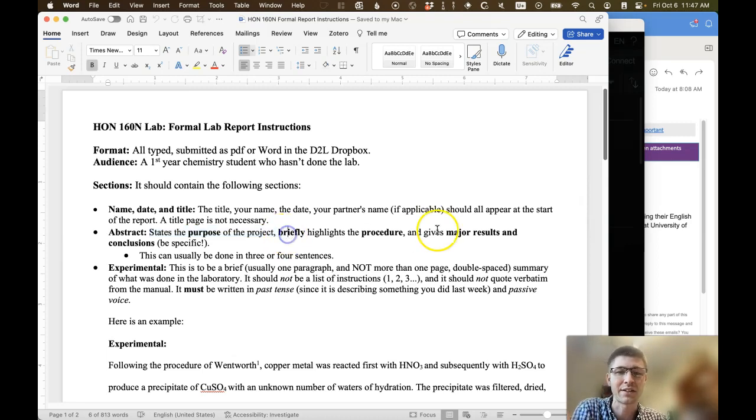Again, then you've got that highlight of the procedure. There are a lot of different ways to measure acetaminophen. Briefly describe how you did measure acetaminophen in this experiment: by converting it to ferroin, and measuring the absorbance using UV-vis at a certain wavelength, etc. And then major results and conclusions.